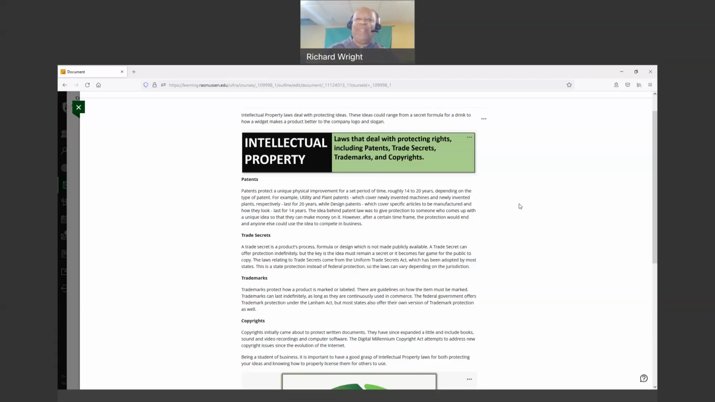So various companies have what we call trade secrets, so they can have their items made unique and not available to the public. And so when you work for these companies, you sign documents saying that you will not reveal this trade secret, indefinitely. But the key is that the idea must remain secret or it becomes fair game for the public. The laws relating to trade secrets come from what we call the Uniform Trade Secrets Act, which has been adopted by most states, and it protects instead of federal protection, so the laws can vary on the jurisdictions. So your secrets that you want to be maintained, a method that you utilize to make that, that's what you have to do for trade secrets.